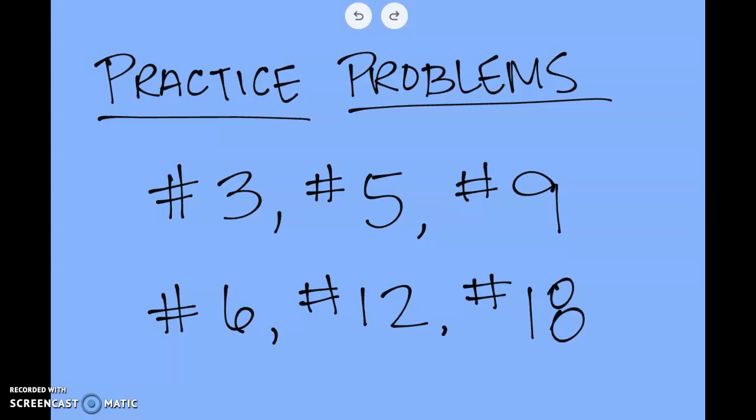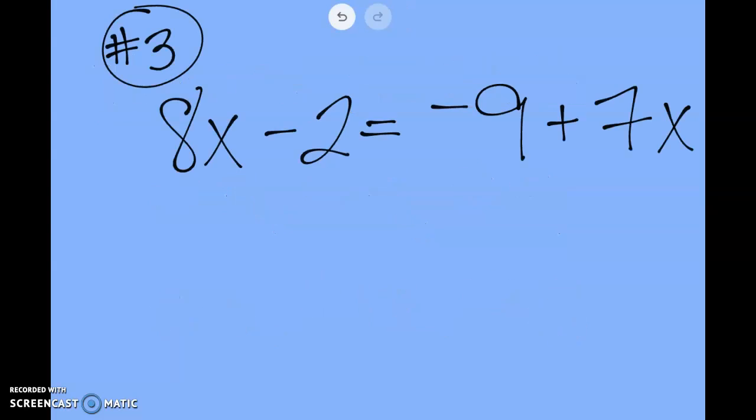Today we're going to take a look at some of the practice problems you've done with multi-step equations. We're going to look at numbers 3, 5, and 9 from yesterday, and numbers 6, 12, and 18 that are coming up today. All right, here's a look at problem number 3.